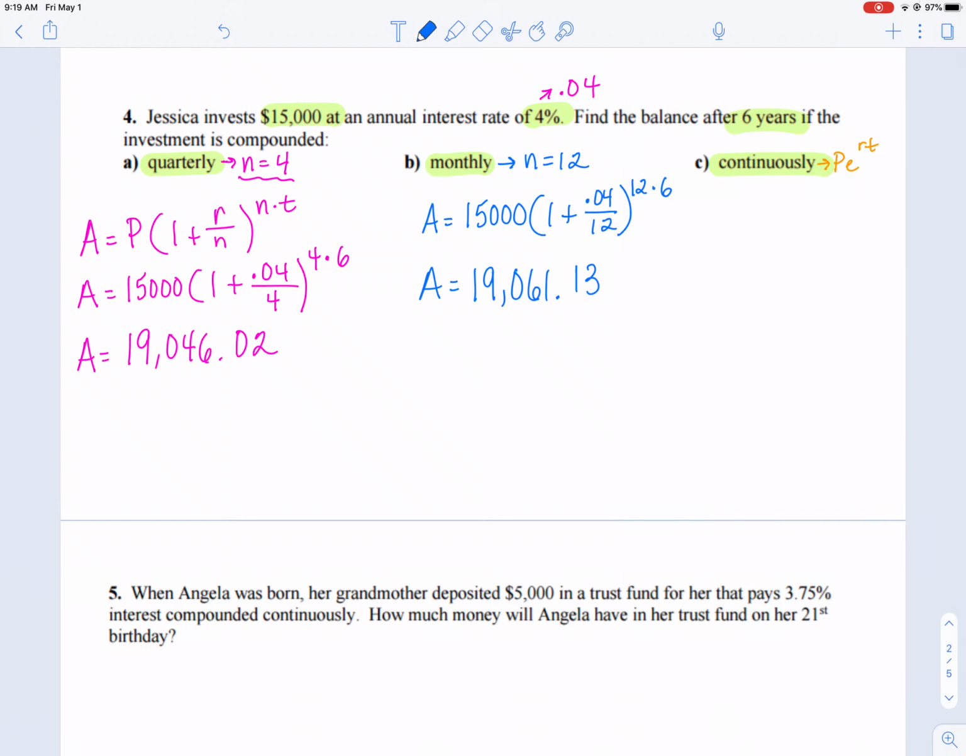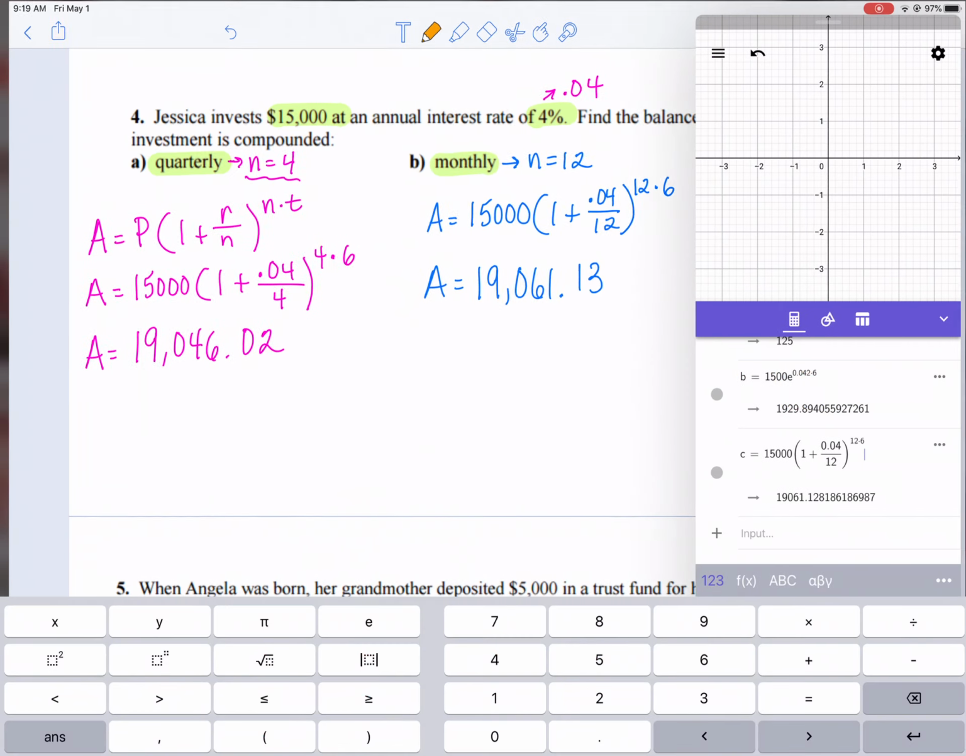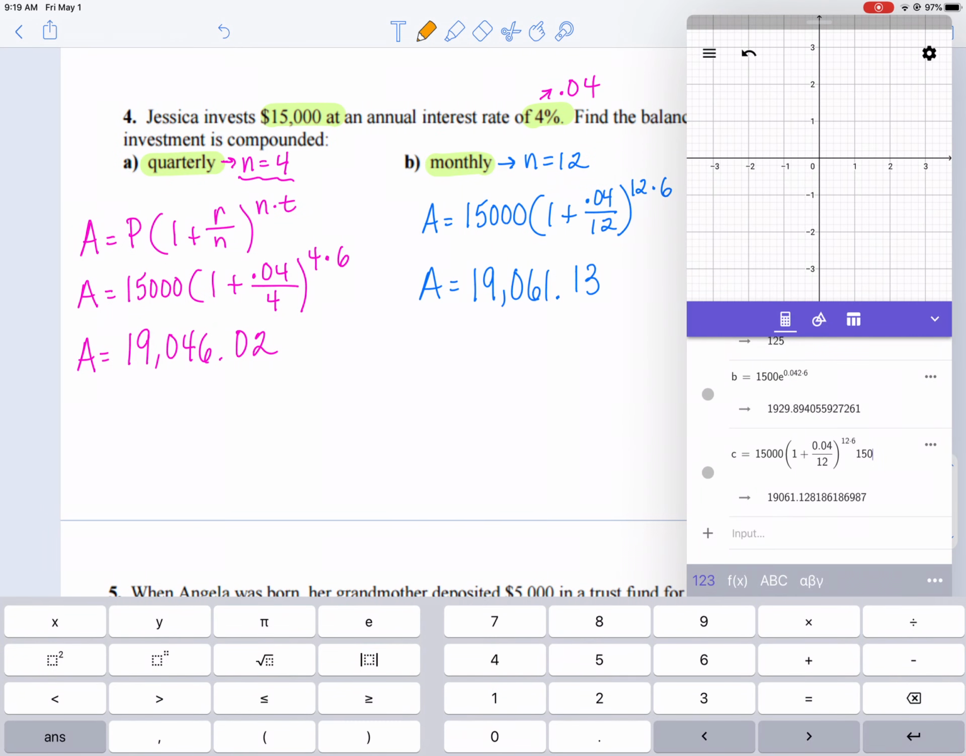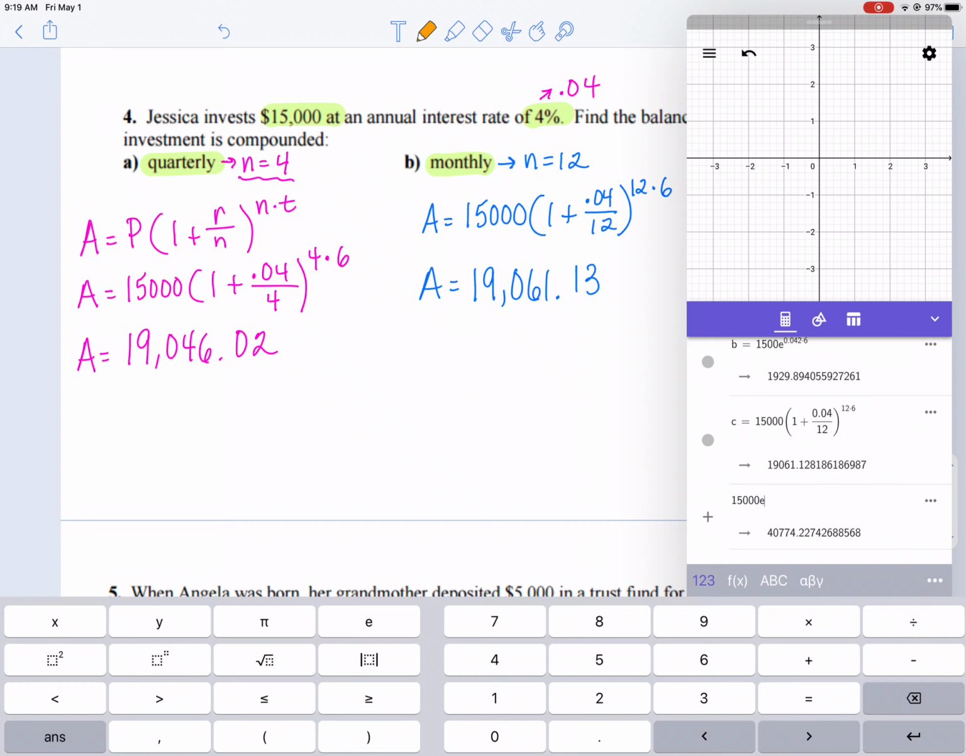Okay. In the last one, your PERT formula, because you see this word continuously, immediately you write A equals PE to the RT. And you're going to take your $15,000 times the base of E to the 0.04 times 6. So 15,000 times the base of E raised to the 0.04 times 6. So it looks like $19,068.74.